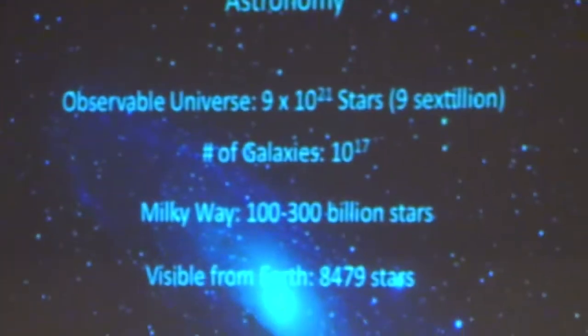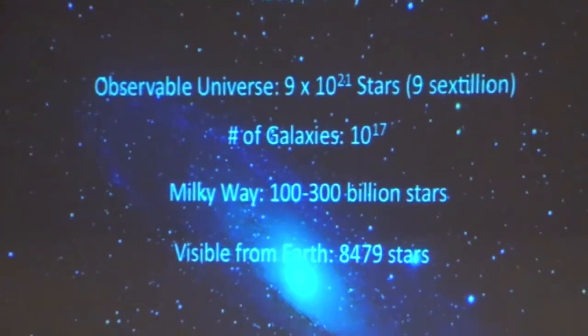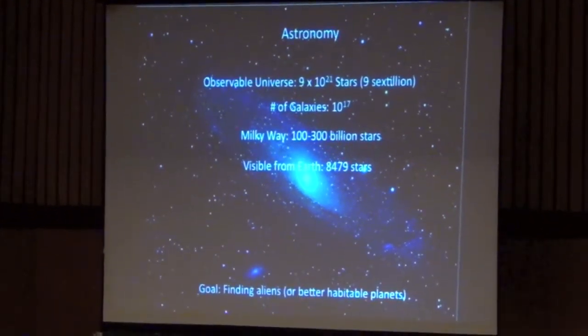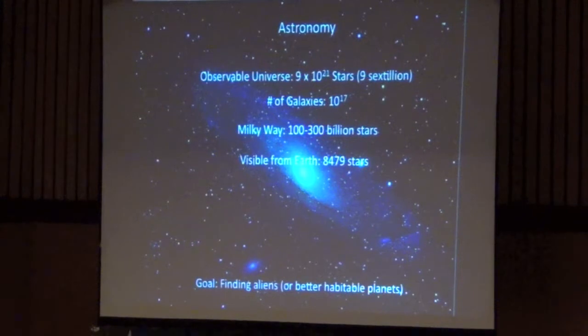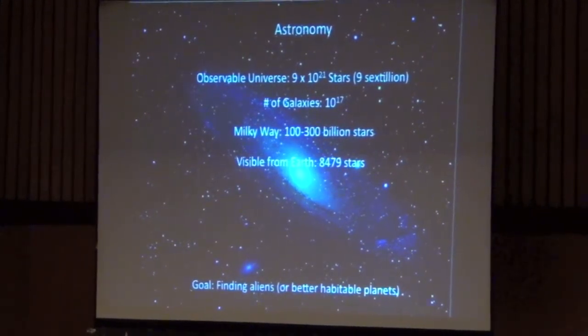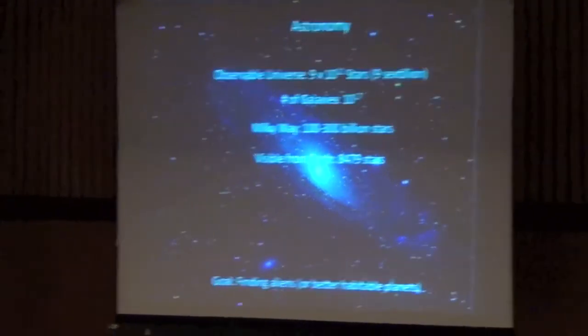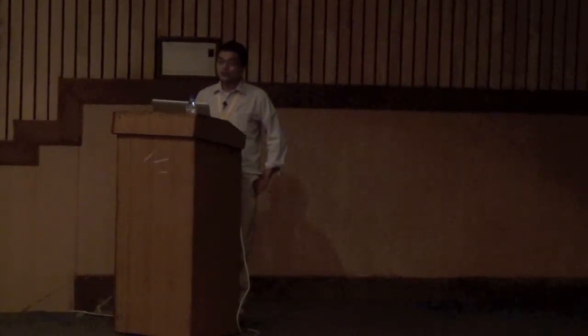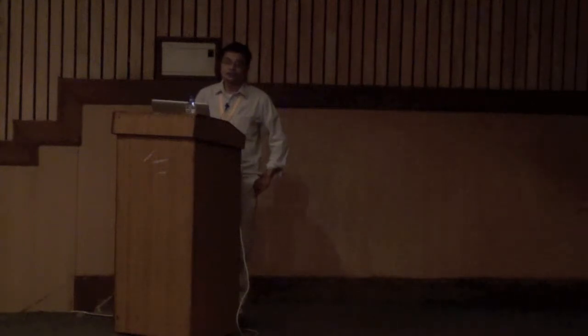For both these problems, we'll try to answer three questions. Is it a big data problem? And what are the questions we are trying to get answers from? What kind of answers we want from this big data? And what kind of techniques we can use to get those answers? So the first problem is you want to find aliens or habitable planets.